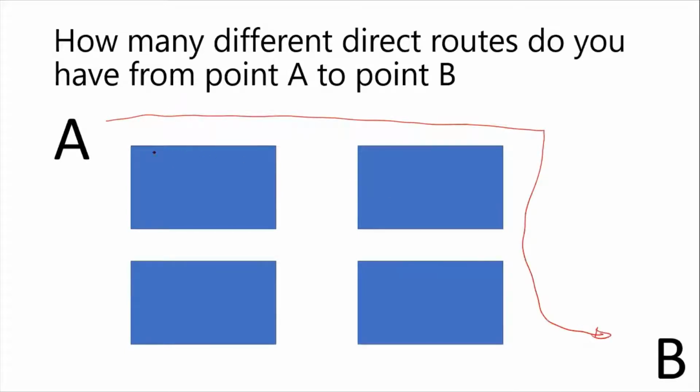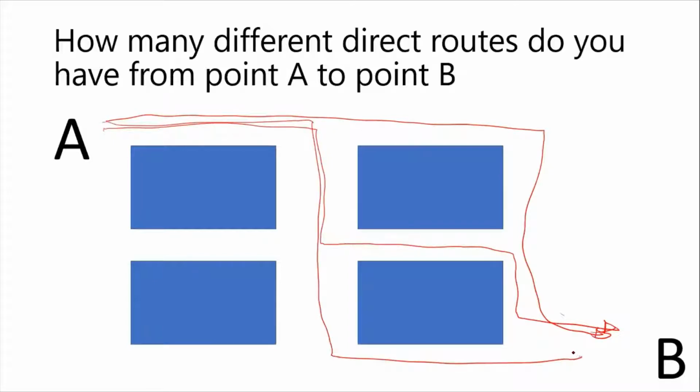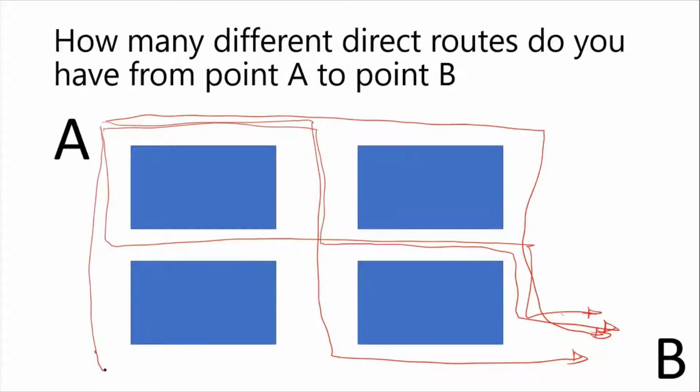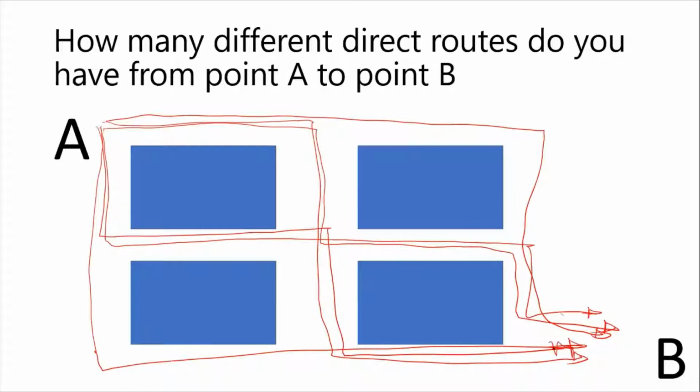1, 2, 3, 4, 5, and lastly 6 direct routes from point A to point B. So have you noticed something?